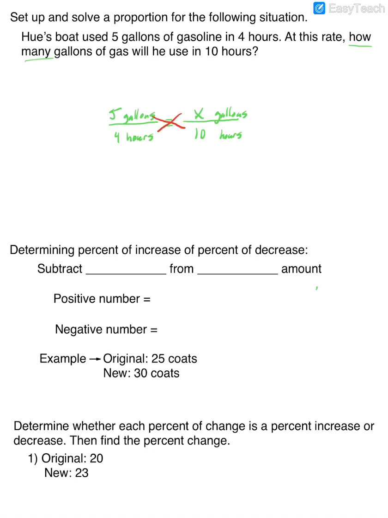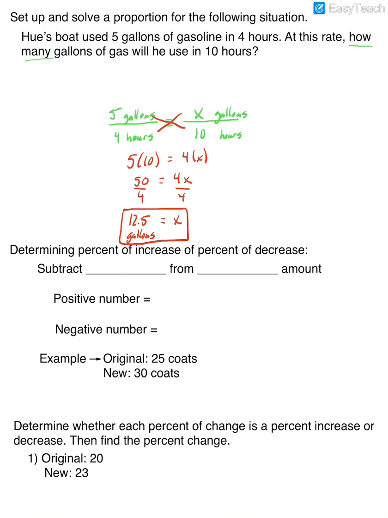Now I want to multiply across, or cross multiply like we've been doing. 5 times 10, and then 4 times x. 5 times 10 is 50. 4 times x is 4x. 4 is times x, so I need to divide both sides by 4. And then 50 divided by 4 would be 12.5. Now here, because you have context to it, you need to have a label attached to it as well. So 12.5 gallons.